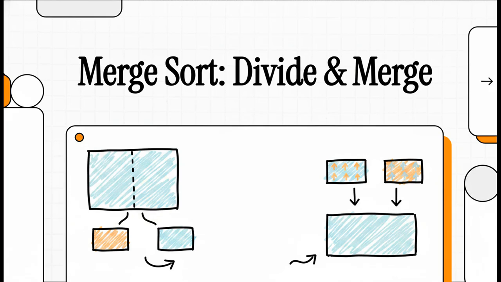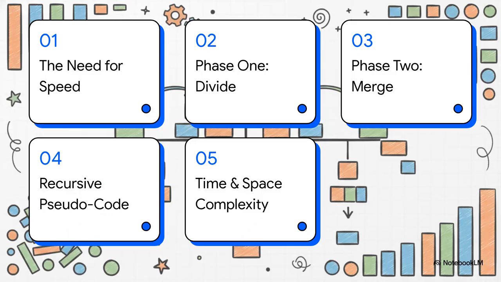Welcome to this explainer. Today, we're totally demystifying the merge sort algorithm. We'll be taking it from a super high-level concept all the way down to concrete pseudocode. So, let's just dive right in. To keep things organized, we're breaking this down into 5 quick stages.